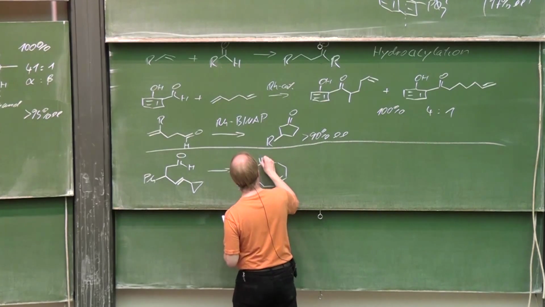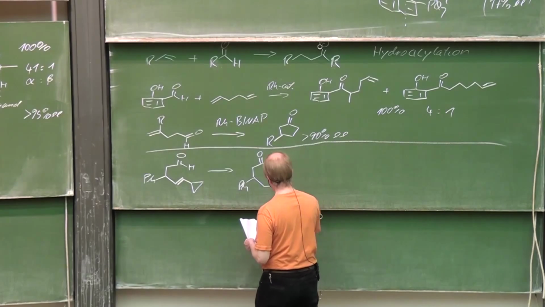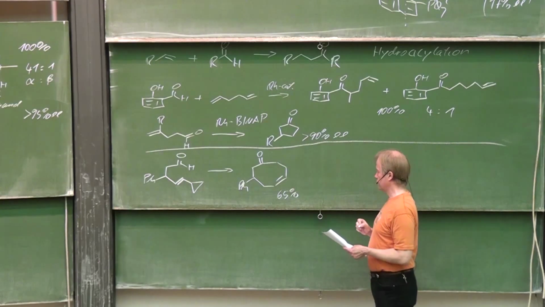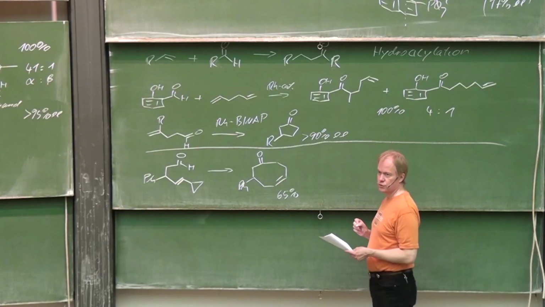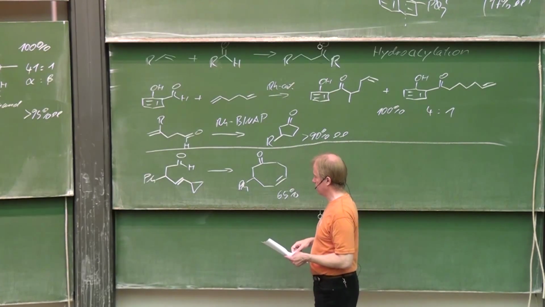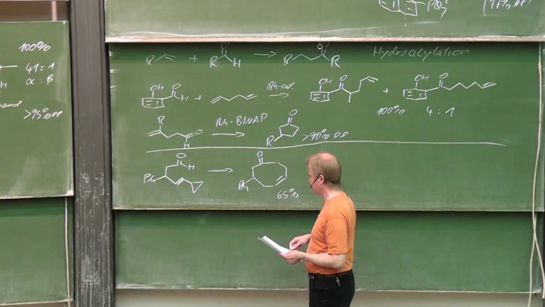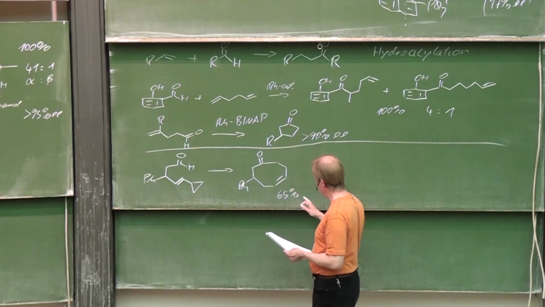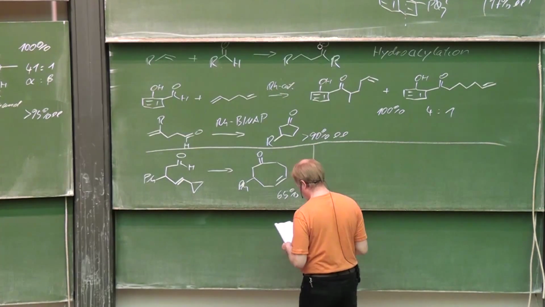This one is produced with a 65% yield. So you might ask, what are the other 35%? These are other regioisomers, smaller rings with again an exocyclic chain remaining. But nevertheless, the 8-membered ring is the main product.